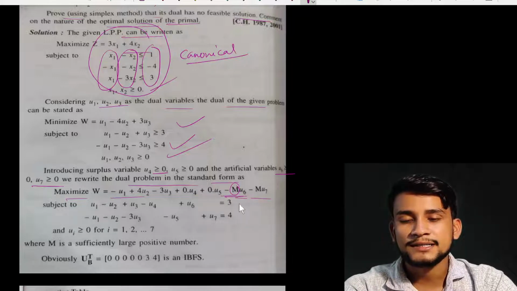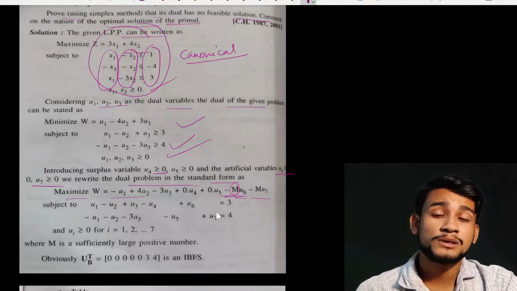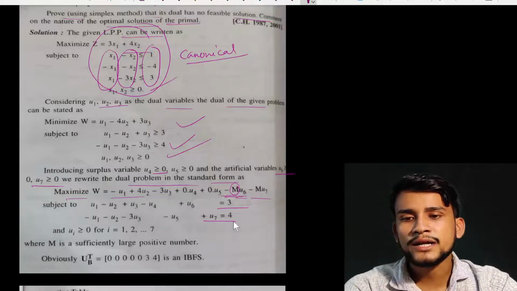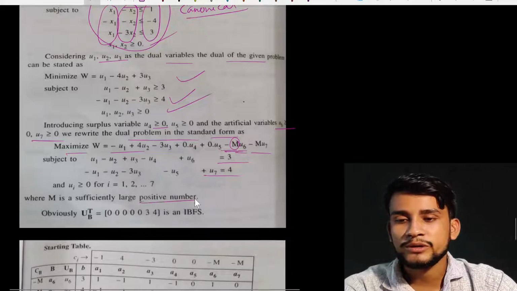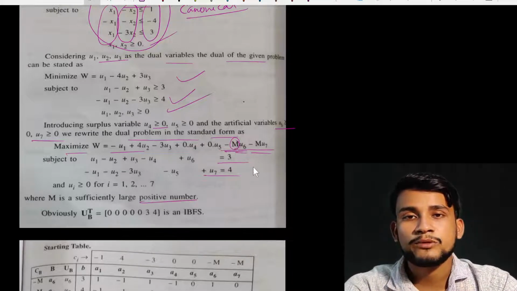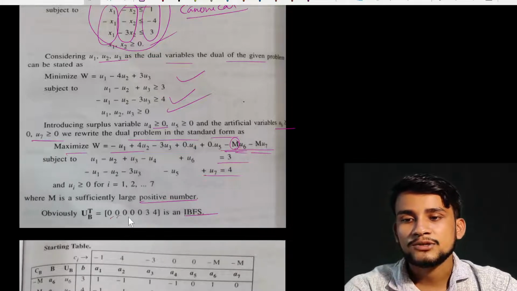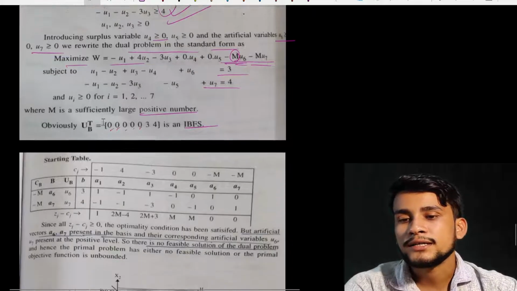Okay, and minus u7, and this is also the big M method of the simplex algorithm. Subject to this, we write these types of inequalities, where M is a sufficiently large positive number. Since u6 and u7 form the basis, we choose the initial basic feasible solution as 0 0 0 0 0 3 and 4, corresponding to u6 and u7. Now we write the table first.